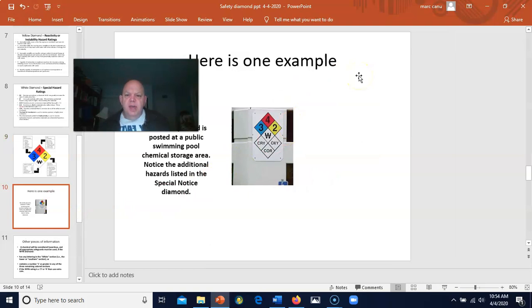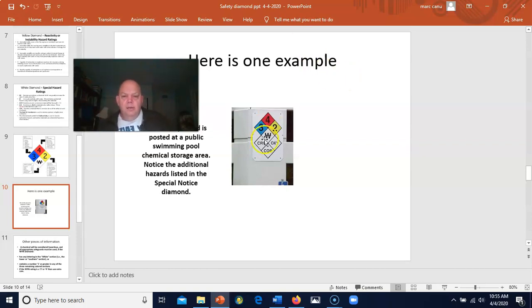Now, here's one example. This was posted at a public swimming pool chemical storage area. If you notice, you've got some extra hazards listed on the notice diamond. So it's not a perfect diamond, it's more like a diamond that is about to reproduce by binary fission, cytokinesis. Come on, bio guys. You can see it. Here's that process.